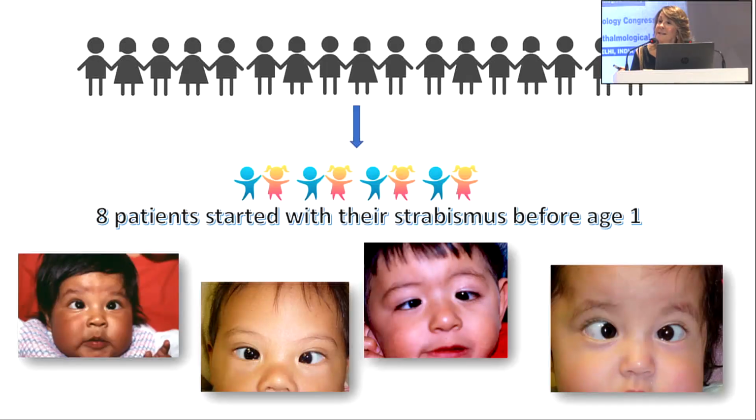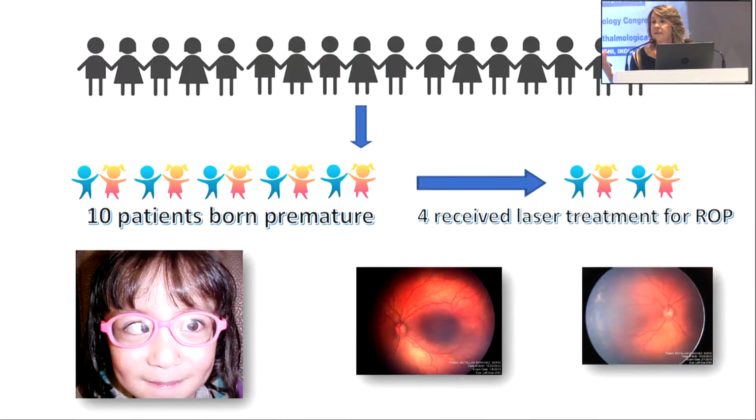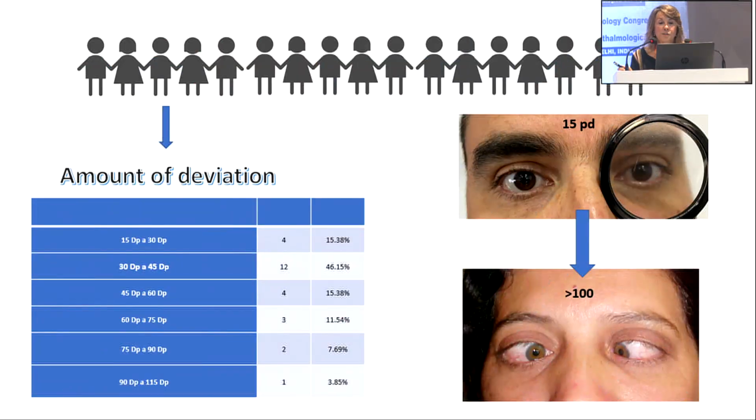So among these 26 patients, most of them children, we found 8 patients that started their strabismus before the age of 1 as an infantile esotropia. 10 of those patients were born premature, and 4 received laser treatment for retinopathy of prematurity. The amount of deviation was very variable, between 15 and more than 100, but most of the patients had a deviation between 30 and 45 prism diopters.